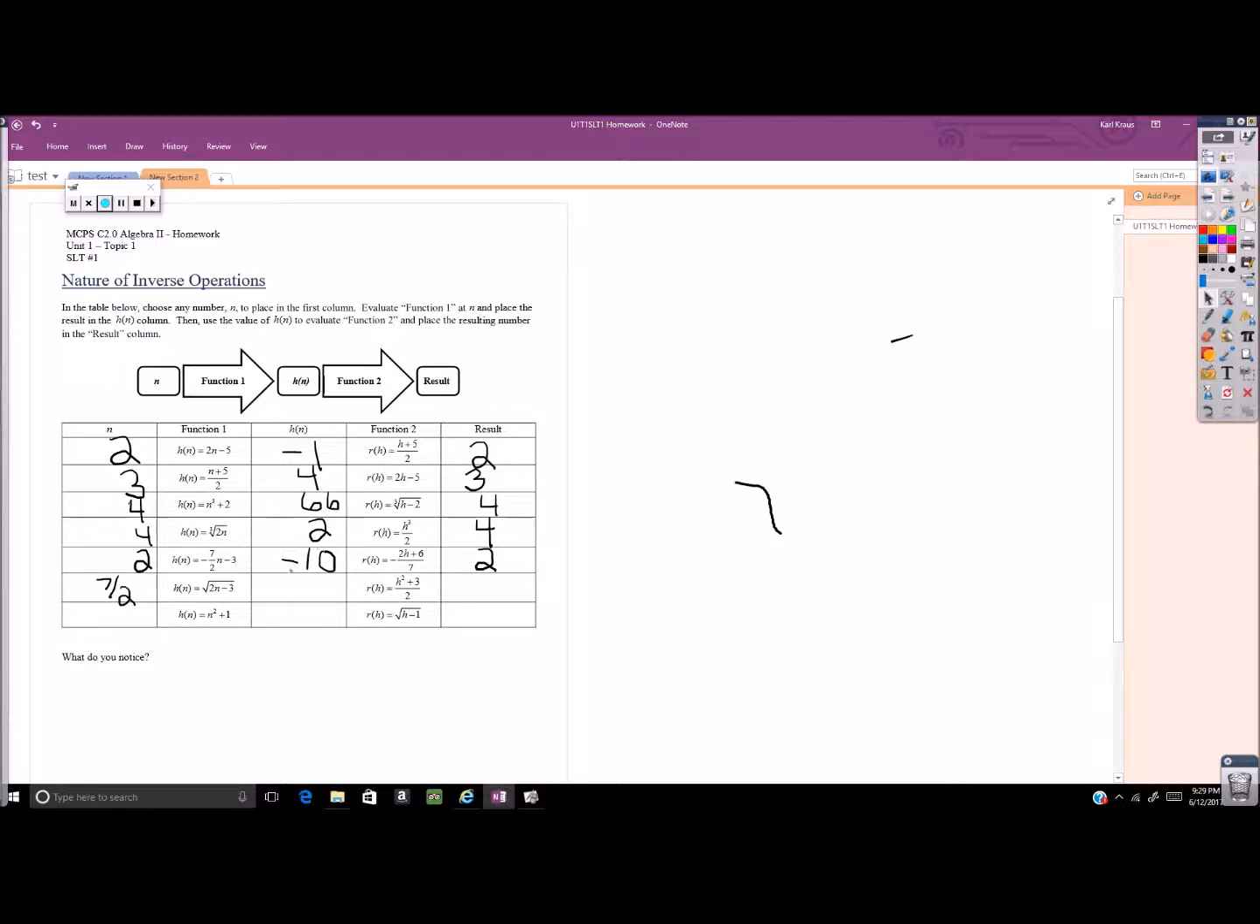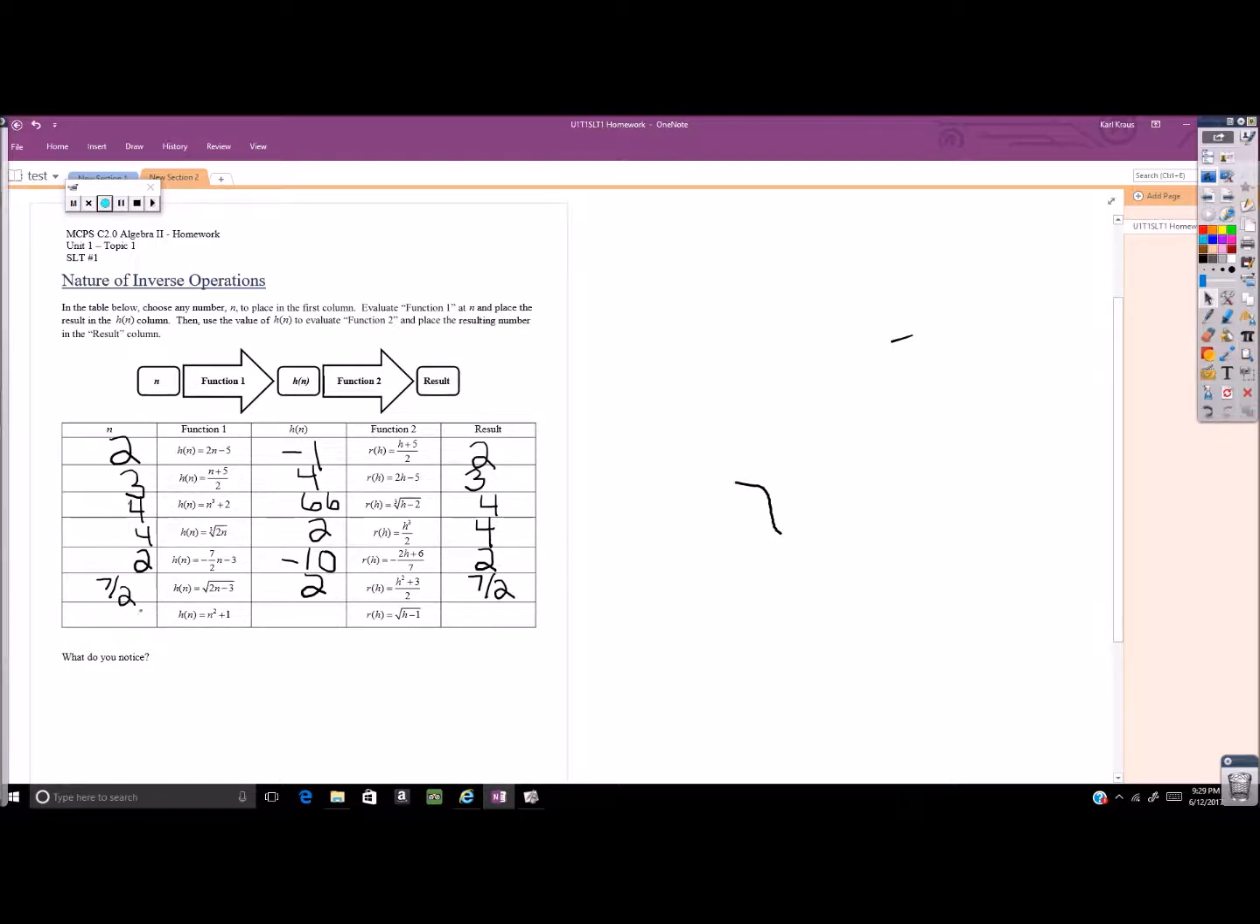And 2 times 7 halves is 7, minus 3 is 4, and square root of 4 is 2. And then 2 squared is 4 plus 3 is 7. And then 7 divided by 2 is 7 halves.